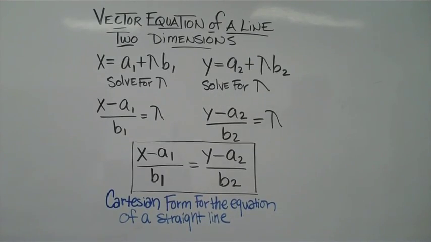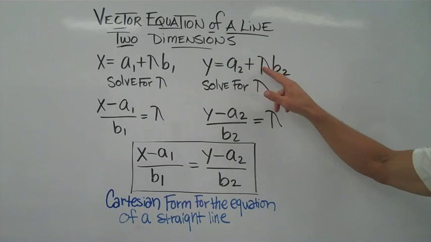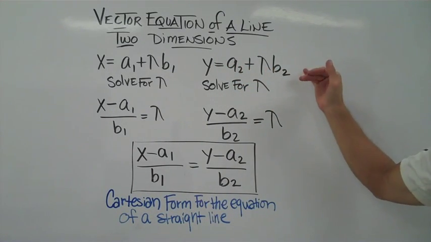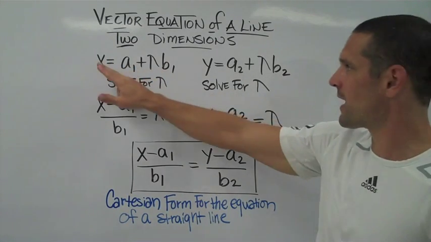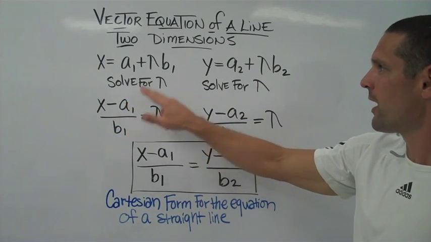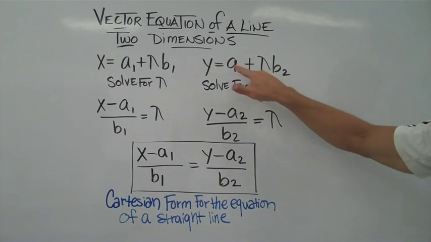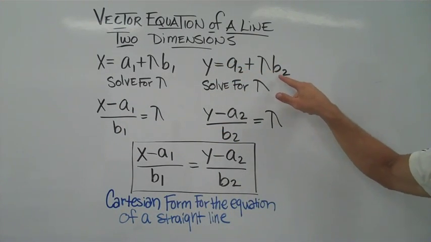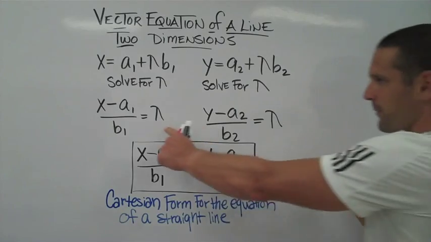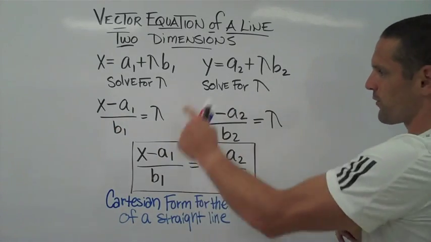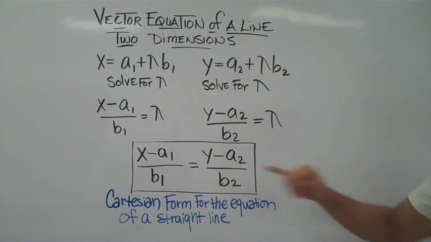See if you can follow me here. If you've understood that x equals a1 plus lambda b1 and y equals a2 plus lambda b2 are the parametric forms of the equation of a straight line, then let's solve for lambda. Minus a1 from both sides gives me x minus a1. Divide both sides by b1. We get lambda equals x minus a1 over b1. Subtract a2 from both sides and then divide both sides by b2 and we get y minus a2 divided by b2 is equal to lambda. If lambda equals this and lambda equals that, we can substitute for lambda and set these equal to each other. So x minus a1 over b1 is equal to y minus a2 over b2.